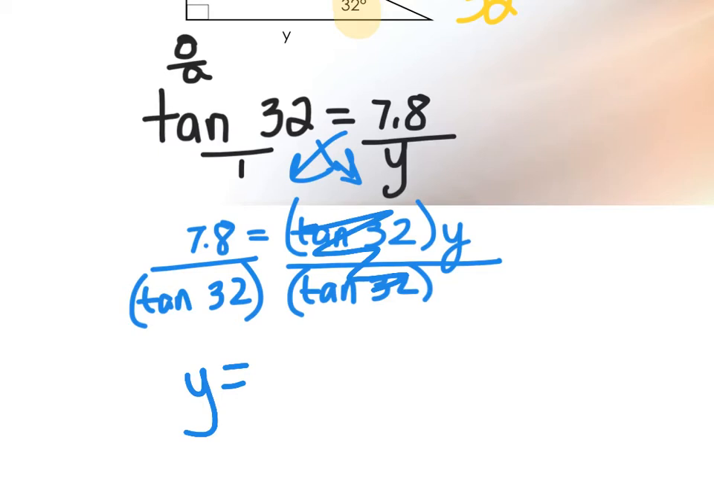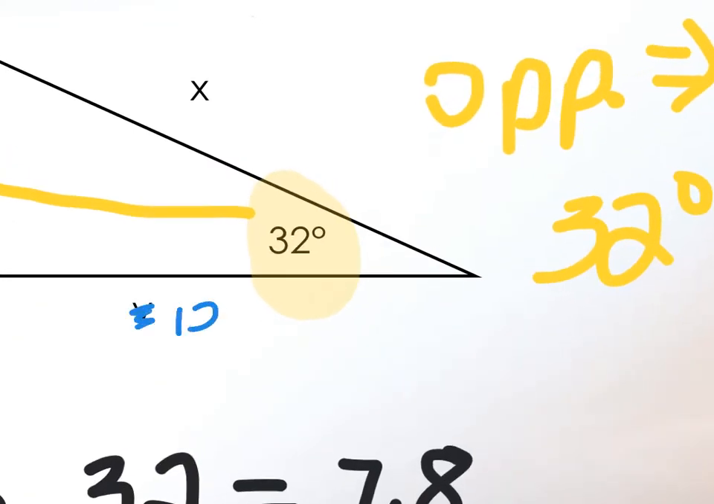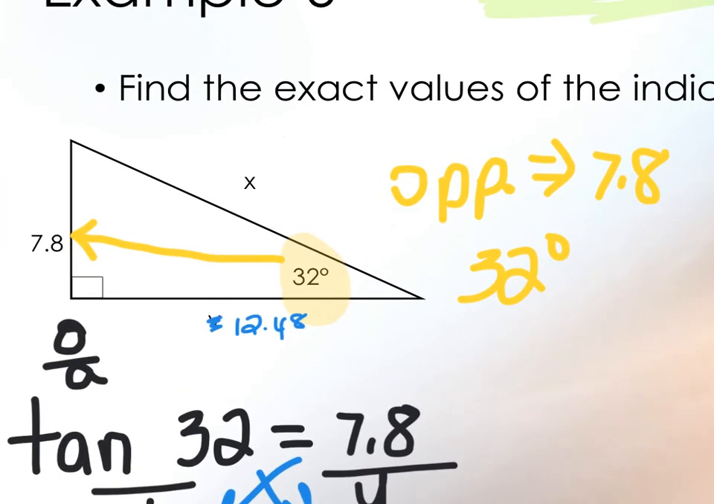What are you getting? 12.48. What are y'all getting? 12.48? Okay, good. So 12.48. That's our y. That's side y. So y is really 12.48. If they say round to 1 decimal place, it'd be 12.5.